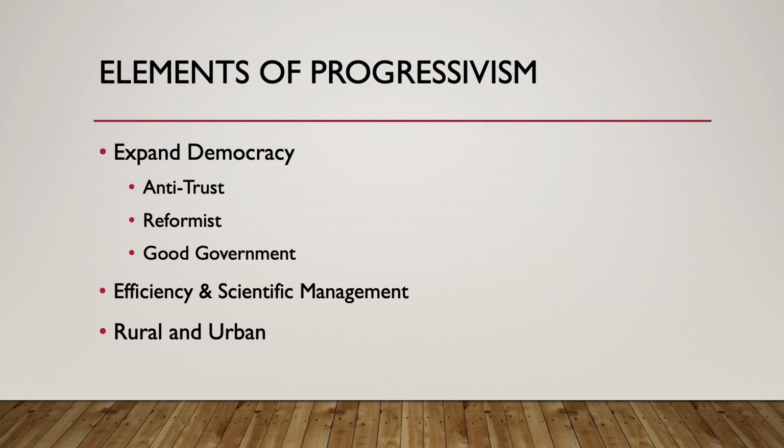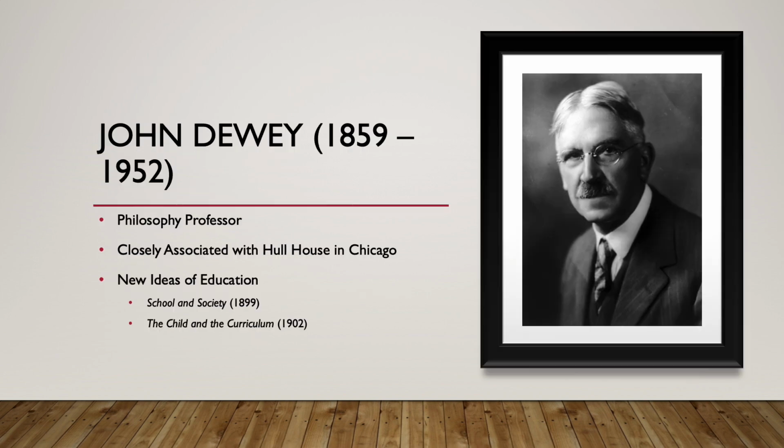You also had differences between the rural areas, of course, and urban areas, and these became more pronounced and more noticed, and people were trying to alleviate some of the problems in those rural areas, which are generally poorer than the urban areas. You simply cannot mention progressive education without acknowledging the father of progressive education, and that was John Dewey.